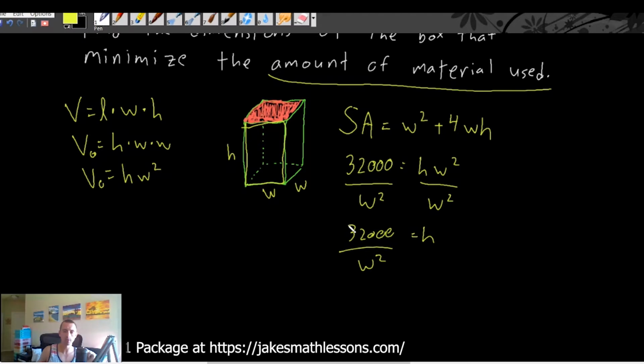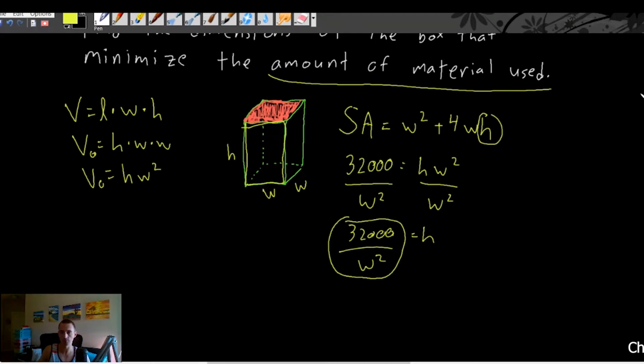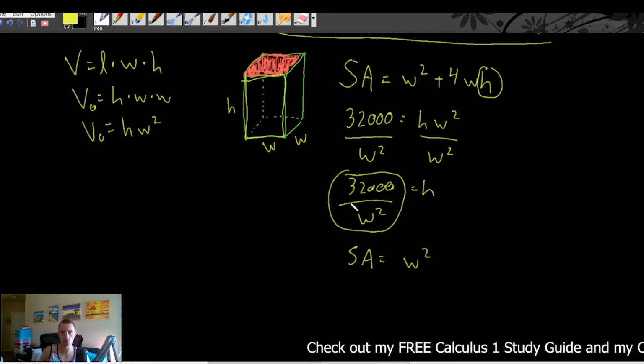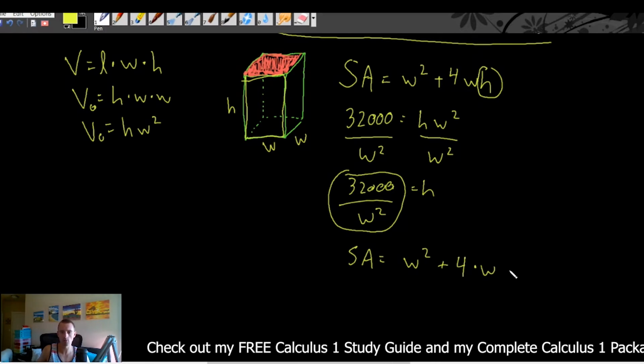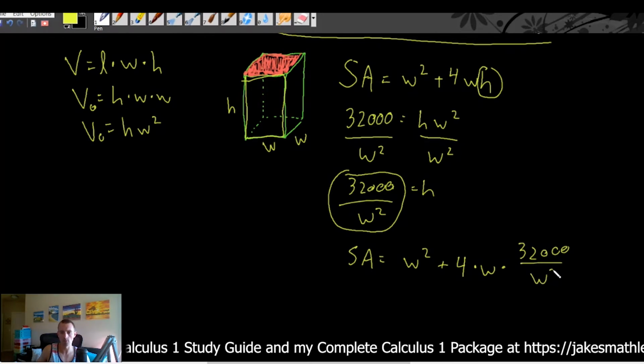Okay, so now what we can do, since we know this quantity here is equal to H, is go back up to the equation that we are trying to optimize, the surface area, and replace our H with this quantity here, 32,000 over W squared. If we do that, we find out that our surface area is going to be W squared, which we already had here, plus 4 times W times 32,000 over W squared.